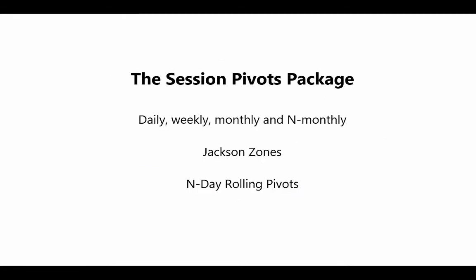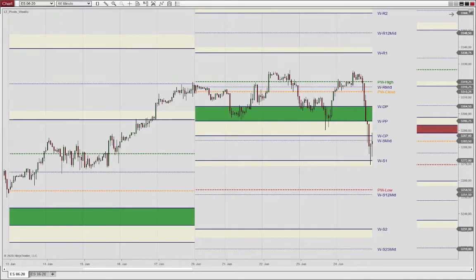Included in our session pivots package are also the monthly and end monthly pivots. We also have the Jackson zones that we'll have a look at coming up here, and the end day rolling pivots. All right, so that's the general overview here. I think now we'll go into the charts and have a look at the dialog box, the options here.